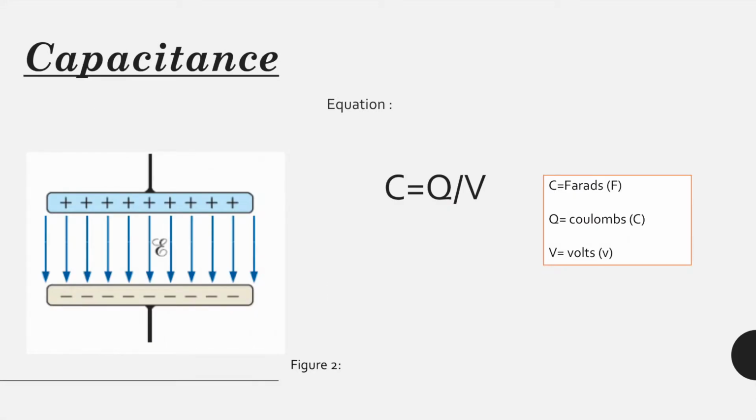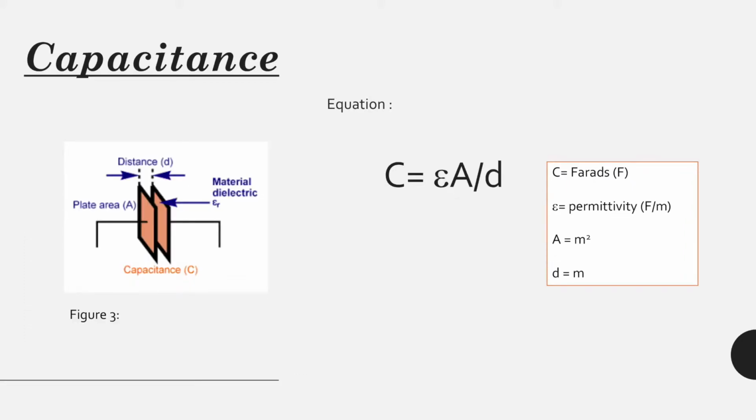Capacitance. Capacitance is a measure of a capacitor's ability to store charge on its plates. Higher capacitance can store more charge. The equation we use to find the capacitance of a capacitor is seen below. Capacitance is directly proportional to area, inversely proportional to separation, and directly proportional to permittivity.